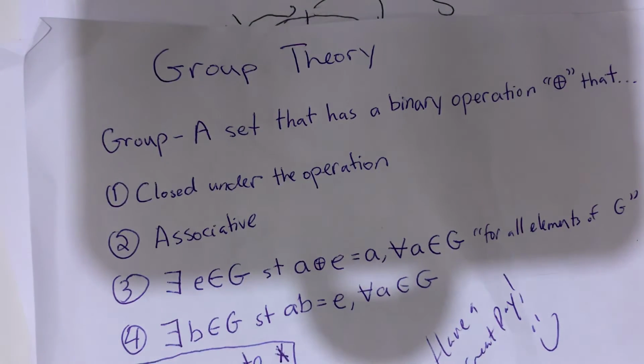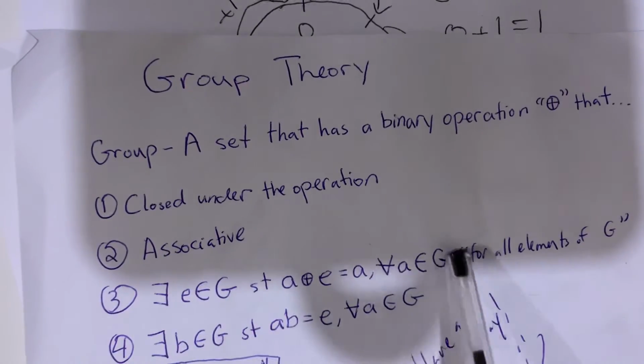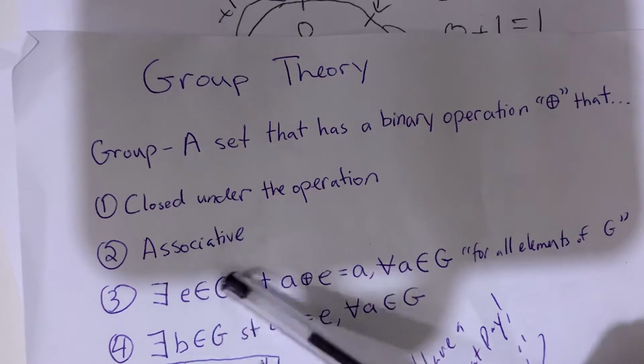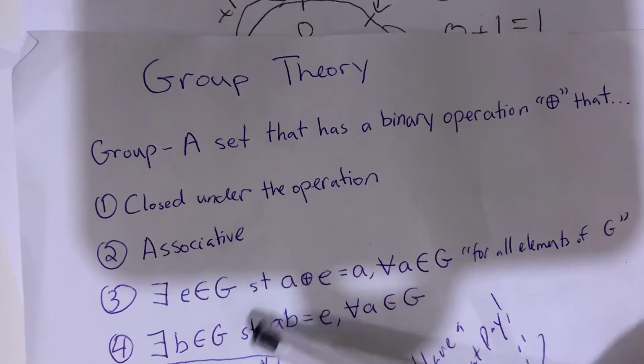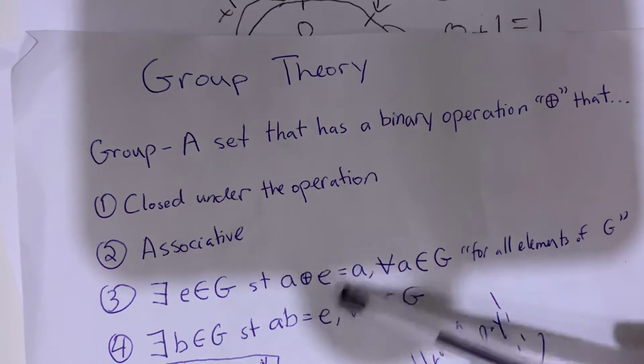It's associative. I'm not going to prove that it's associative. You guys can do it yourself, because associativity isn't really that interesting. However, number 3 is interesting. Does there exist some identity element in the group such that A, in this case, plus E is A?